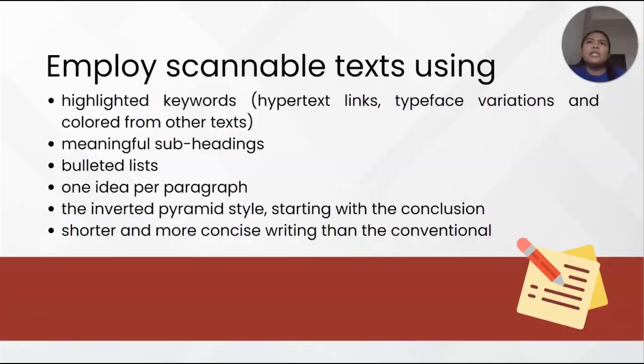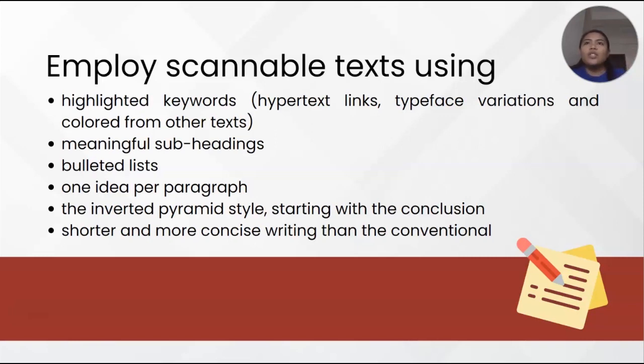So first, employing scannable text using highlighted keywords. We can use hypertext links that allow us to go to different websites, typeface variation, and colored text, which is different from the other written text. We can use meaningful subheadings, but not the clever ones. We can use bulleted lists, one idea per paragraph or one sentence per paragraph.